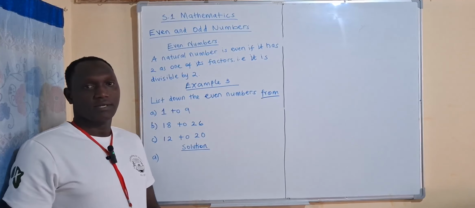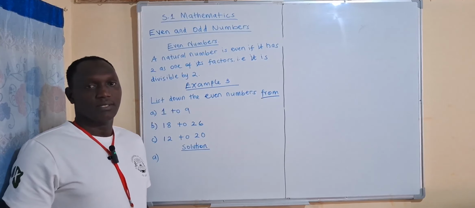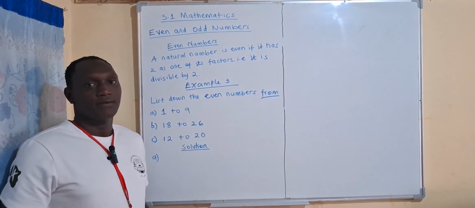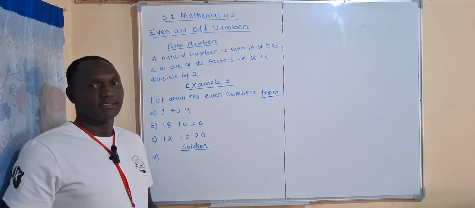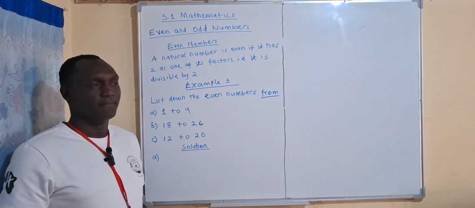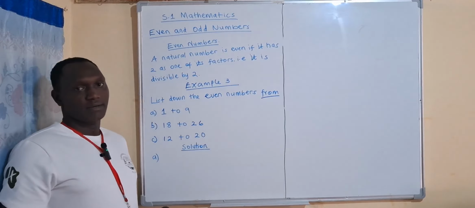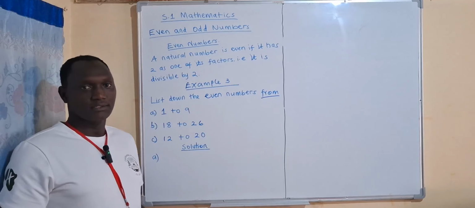Welcome to this Senior 1 Mathematics class. We are looking at even and odd numbers. We have started with even numbers and we are now on example 3. Example 3 says, list down the even numbers from 1 to 9.